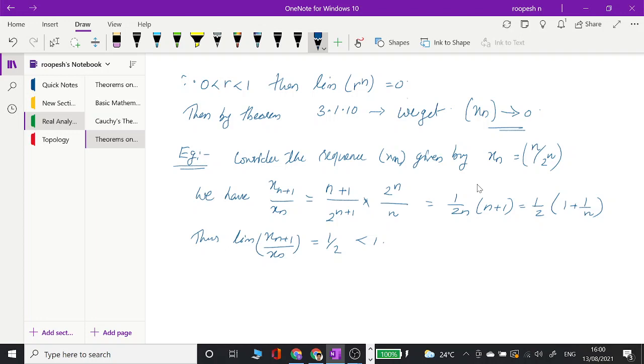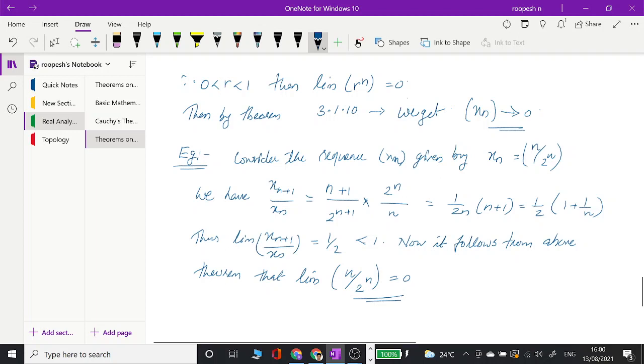Now it follows from the above theorem that for the original sequence, the limit of n by 2 raised to n is equal to 0, right? This we have proved.